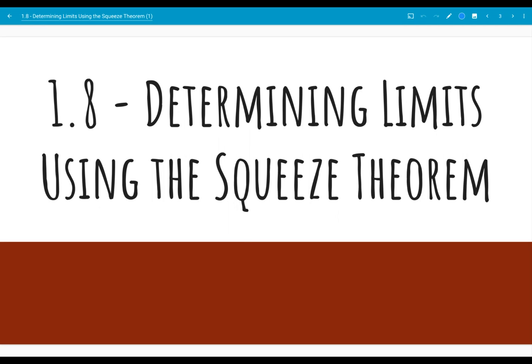I'd like to take a look at one more method that we can use for evaluating limits. This method, the squeeze theorem, is going to be something we can use when a lot of the other methods that we've tried don't work.